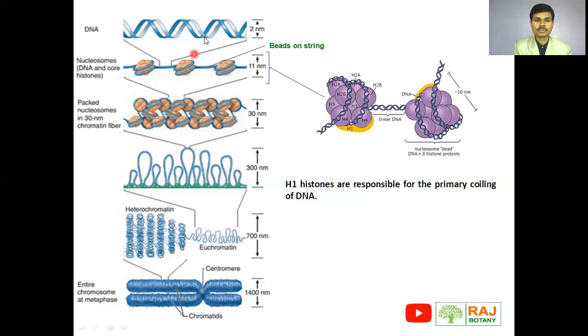The chromosome, we can see the chromosomes here. This is actually the combination of histone proteins plus DNA. On DNA, negative charge is there, and on histone protein, positive charge is there. Therefore, both remain in the vicinity or attached to each other. This H1 histone is responsible for the primary coiling of this DNA.